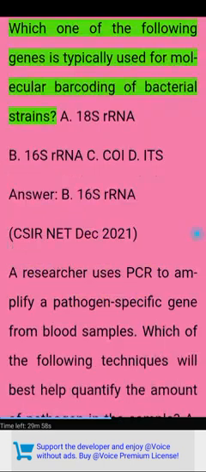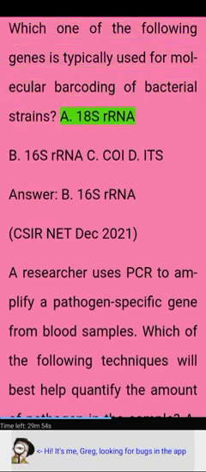CSIR NET June 2018. Which one of the following genes is typically used for molecular barcoding of bacterial strains? A. 18S rRNA. B. 16S rRNA. C. COI. D. ITS. Answer, B, 16S rRNA.